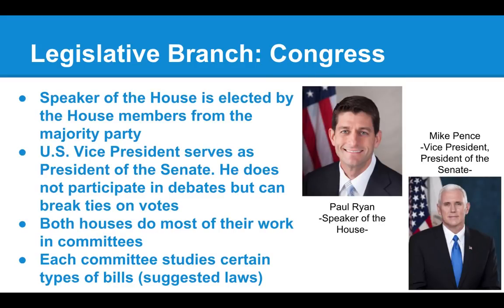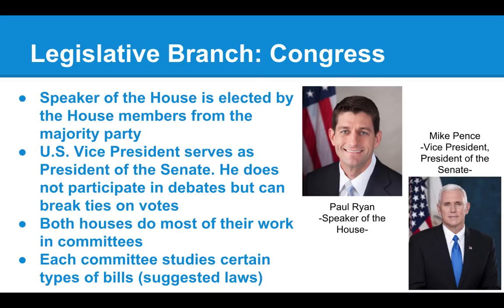So still in the legislative branch, right? Still talking about Congress. We also have the Speaker of the House. In the House of Representatives, this person is like the head of the House. He's supposed to get all the things done, move things along, and he is elected by the House members from the majority party. So if there's a majority of Republicans, they get to vote for him. If there's a majority of Democrats, they get to vote for the Speaker of the House. But this is our current Speaker, Paul Ryan. He is retiring soon, so we will possibly have a new Speaker of the House very soon. So again, his job: make sure the House of Representatives gets laws passed quickly.